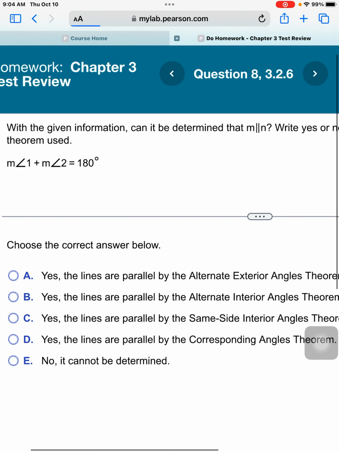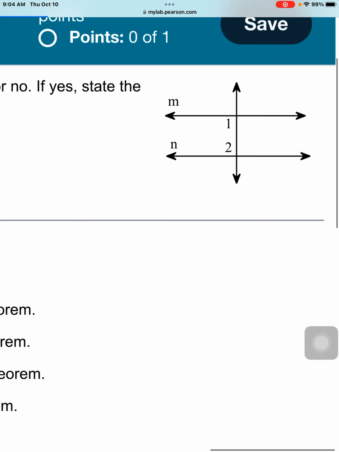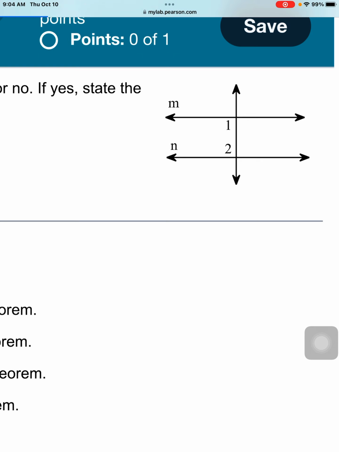Without even looking at this, I just want to first look at what I know. They give me these 2 lines that they're asking if they're parallel, and they give me a transversal going straight down. And I know that 1 and 2, what type of angles are those? Those are same side, because they're on the same side of the transversal, correct? And they're on the interior, both of them. So they have to be same side interior.